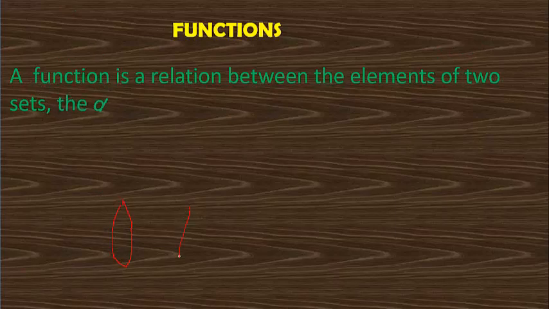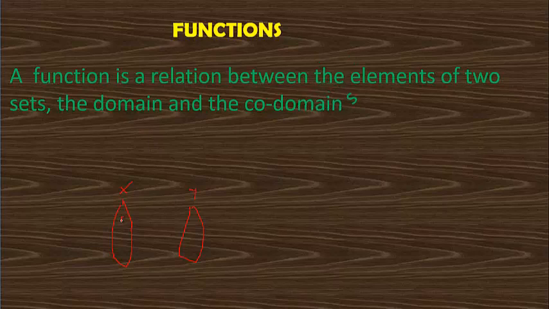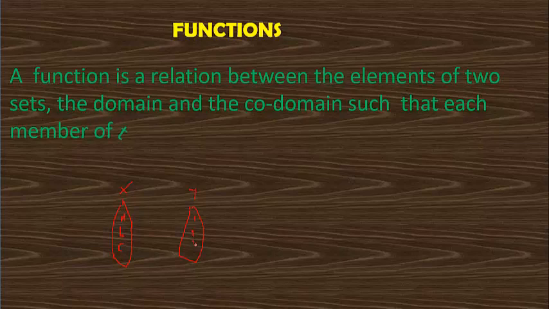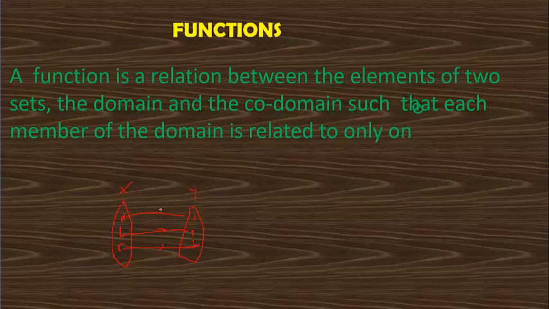and the second set. Alright, so let's say this one is x and this one is y. So the members here are called the domain, and the members here are called the codomain. So each member of the domain has only one member in the codomain. So one to one. So this one is called a function. Very simple.